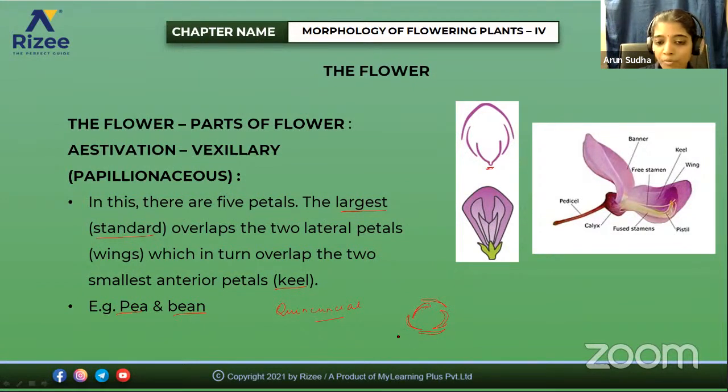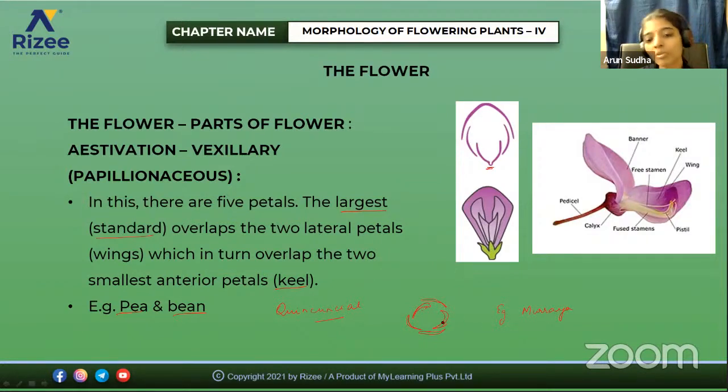So what is the type of arrangement here? There are 5 petals, 2 of them are completely internal and 2 are completely external. So these 2 are completely external and these 2 are completely internal, and one is internal and external. So the example for quincuncial is Murraya.